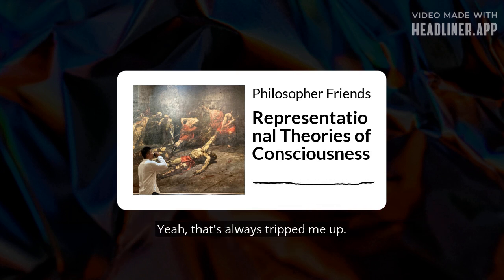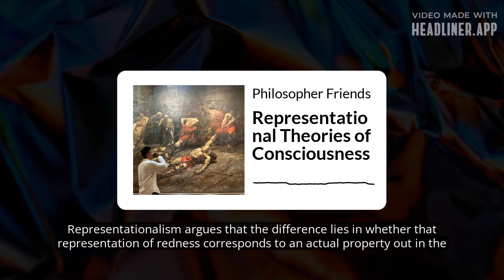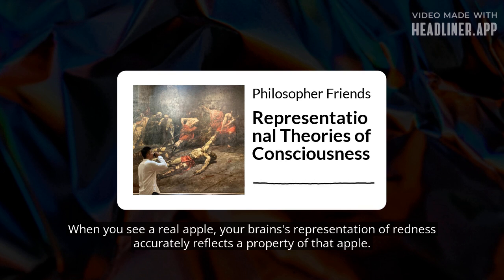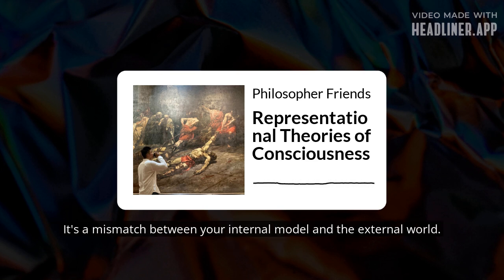Yeah, that's always tripped me up. If the experience of redness is identical, whether it's real or imagined, then what makes one true and the other false? Representationalism argues that the difference lies in whether that representation of redness corresponds to an actual property out in the world. When you see a real apple, your brain's representation of redness accurately reflects a property of that apple. But when you hallucinate, that representation doesn't match anything in reality. It's a mismatch between your internal model and the external world.